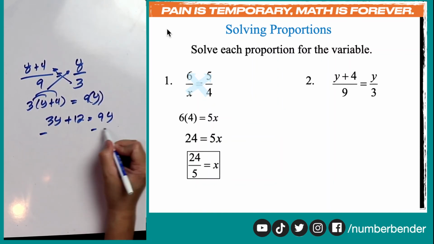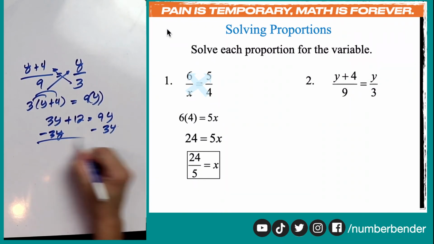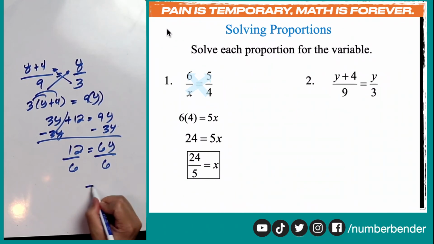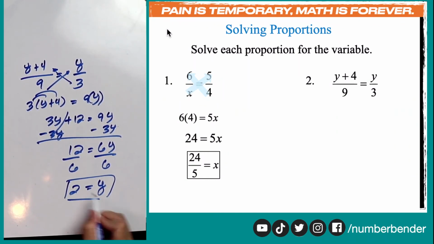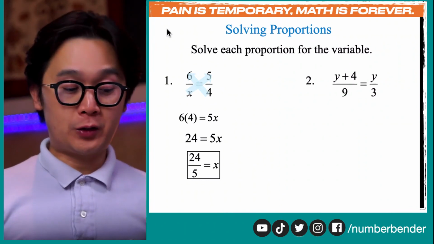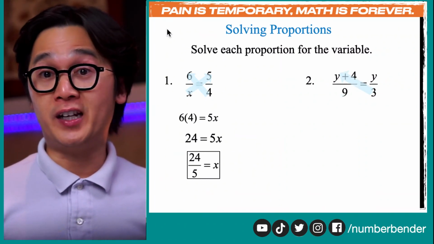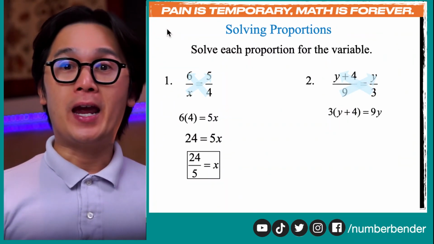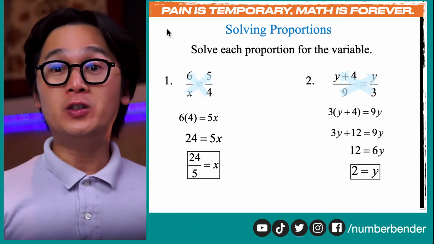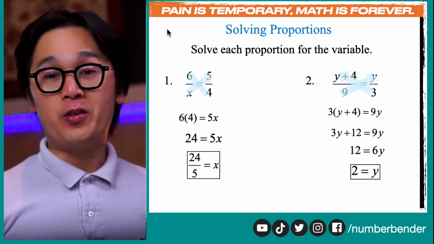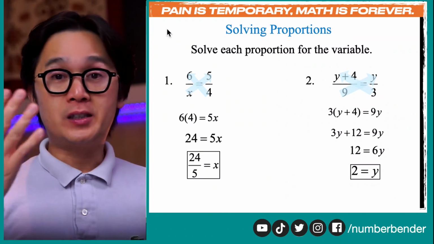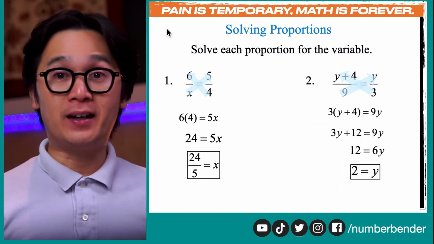And by subtracting 3y on both sides, we'll have 12 equal to 6y. By dividing both sides by 6, we know that y is equal to 2. Now we have the value of y that we're looking for using cross products, or cross multiplication: multiplying the extremes equal to the product of the means, and we'll have y equal to 2 using algebra. So those are the operations that we are using when we are working with fractions and ratios, similar to what we have just completed in these two problems.